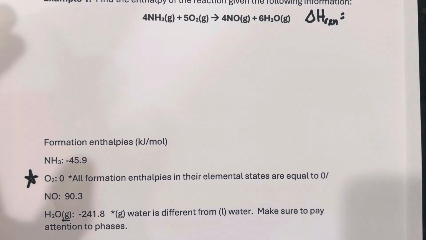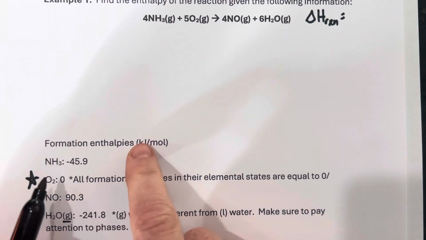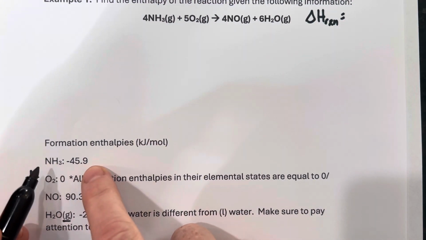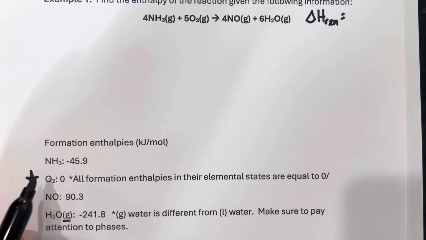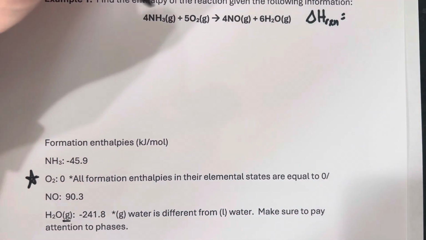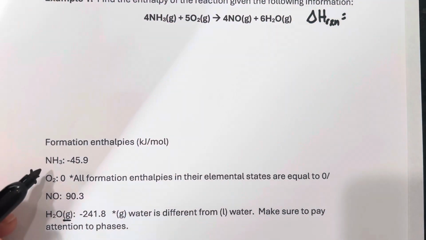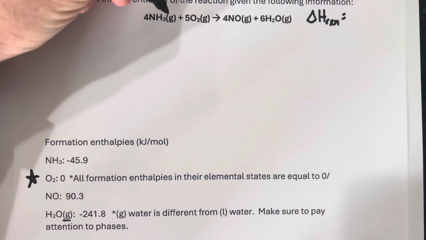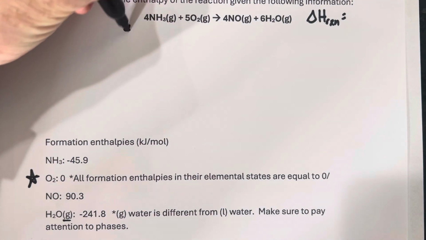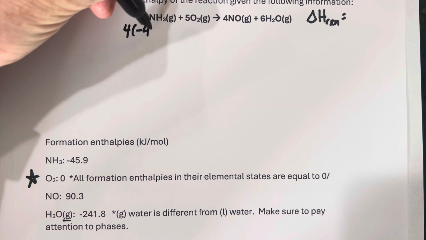Well, real quick, just to make sure we're on the same page. When I say the enthalpy of formation, I'm talking about in order to form 1 mole of this, it lost 45.9 kilojoules for NH3. Okay. So when we go up here, what we're going to do is simply plug it in. If it's that much enthalpy for 1 mole, and up here we have 4 moles, we just say 4 times negative 45.9.